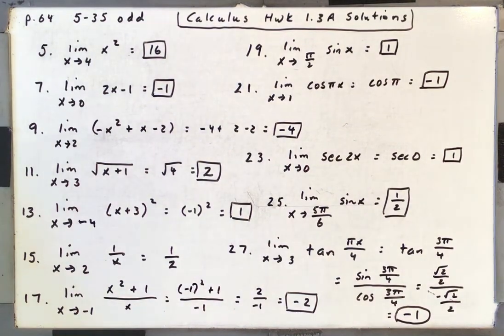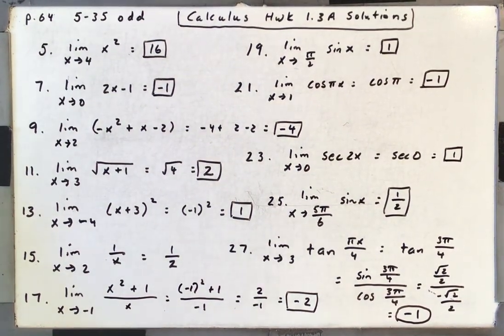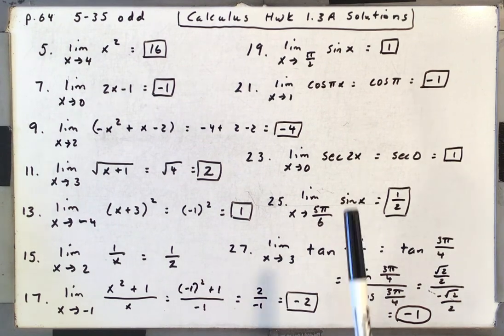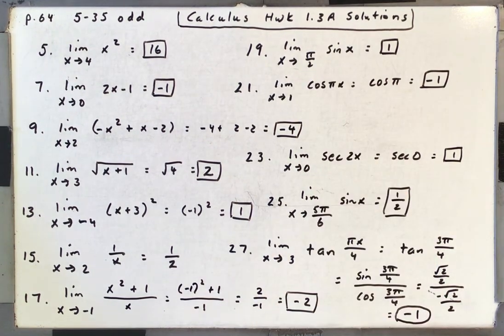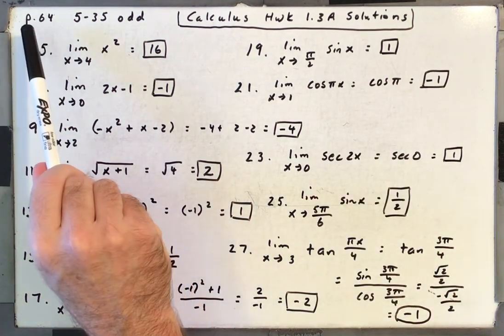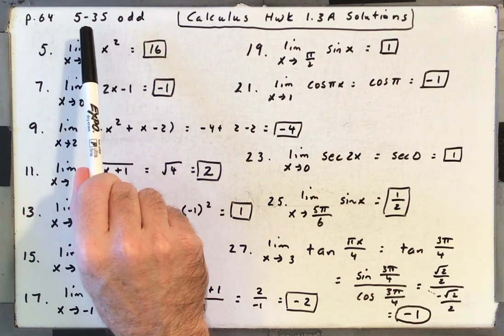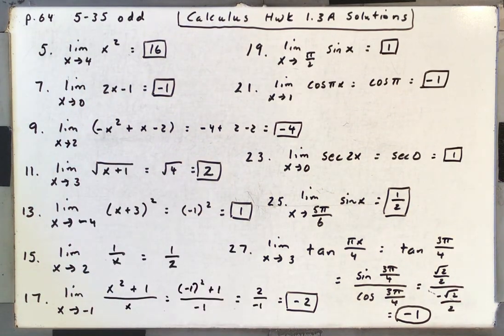Howdy, this is the solutions video for Calculus Homework 1.3a, section 1.3a, and page 64 is where it starts, problems 5 through 35 odd. Alright, most of these are plug-in limits, so hopefully you found most of this to be easy. I got through number 27 on the board.